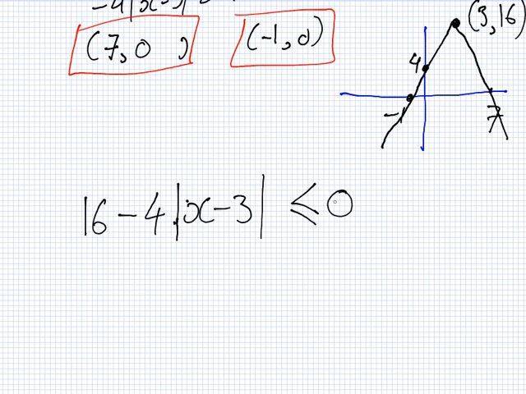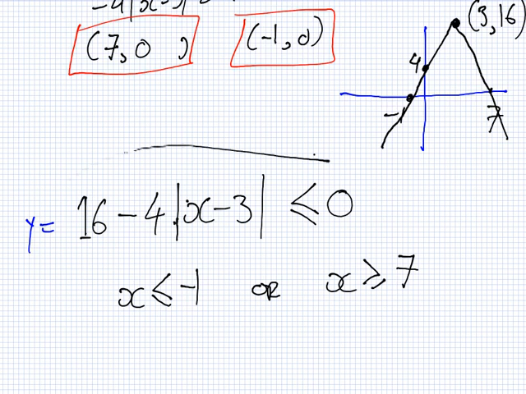with the graph, this is easy to do. Because if you look at the graph, if I call this y, y is 16 minus 4 modulus x minus 3. On the graph, where is this less than 0? x less than or equal to minus 1 or x greater than or equal to 7.